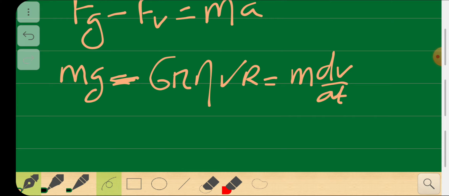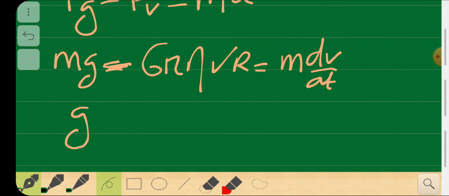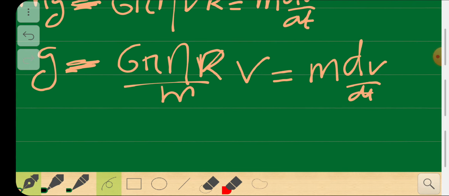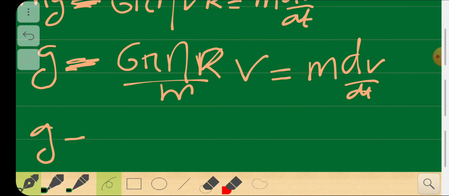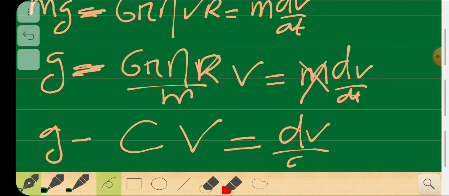Now what I can do is rearrange this. Let's divide this whole thing by m. So you get g minus 6 pi eta r by m times v, where v is a variable, equal to dv by dt. I divided by m here also, so this cancels. So 6 pi eta r by m can be called some constant c. I want to avoid that constant right now for the calculation. So g minus c v must be equal to dv by dt. I just did a simple thing, right?